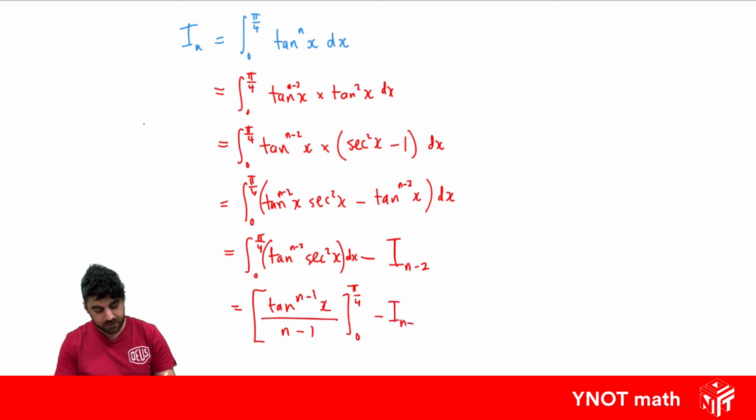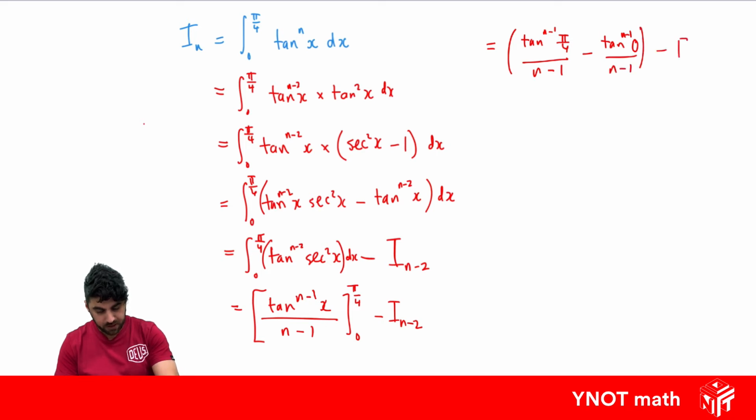Minus I of n minus 2. Now we can go ahead and sub in those values for x. So we're going to get tan of pi on 4 to the n minus 1 over n minus 1, minus tan 0 to the n minus 1 over n minus 1, minus I of n minus 2. Remember, this all equals I n.